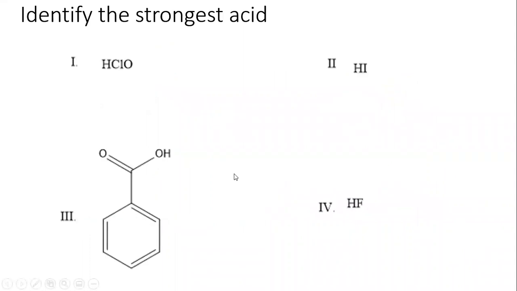And the last one is going to be a little challenging one here. But you see, okay, we have HClO, HI, HF, and benzoic acid. By the way, HClO, don't get confused about what the hydrogen is attached to. It's always attached to the oxygen. And then we have HI. And HF.